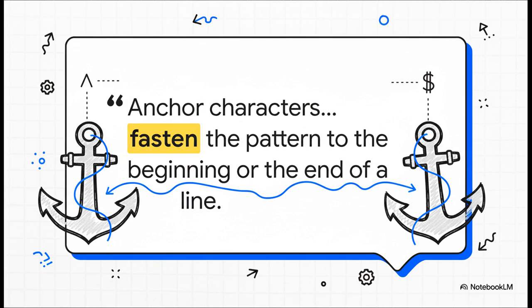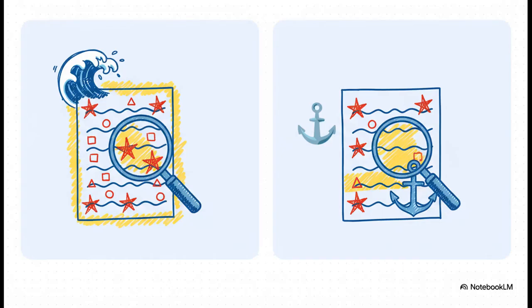This is what gives your search incredible precision. Just look at the difference here. On the left, a simple search for root finds every single line that has that word anywhere in it. But look at the right. By adding that little caret anchor, we're telling grep to only show us lines that begin with root. Bam! Instantly, our search is way more focused and way more useful.